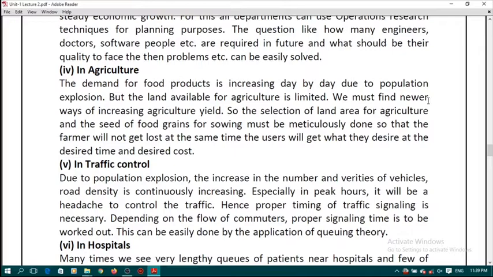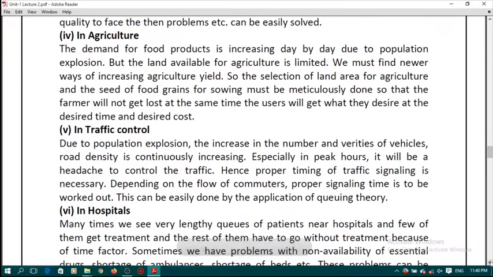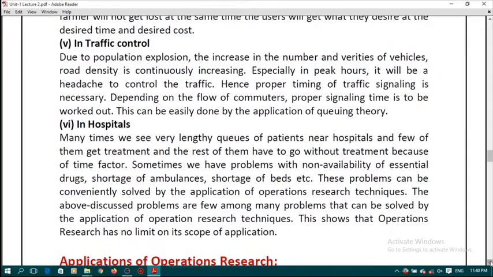So we must find newer ways of increasing agriculture yield. The selection of land area for agriculture and the seed of food grains for sowing must be meticulously done so that the farmer will not get lost. At the same time, the user will get what they desire at the desired time and desired cost. This is the most essential thing we need to do in the current situation because demand is increasing and supply is not increasing that much.